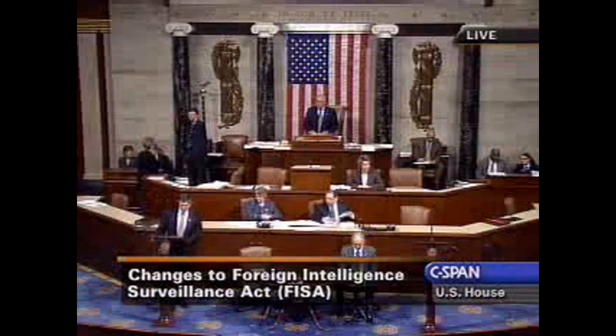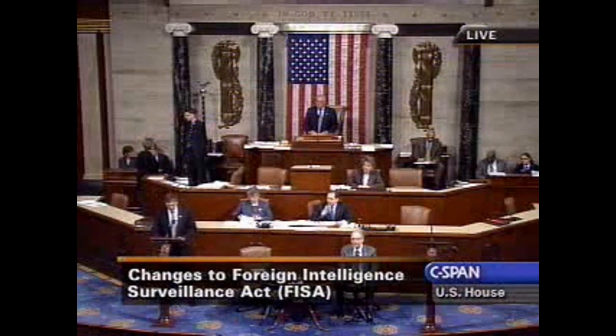FISA was originally signed into law in 1978. Section 702 is a section of Amendment 7 to FISA, which was signed into law in 2008. Included in Amendment 7 is a sunset clause that states when the amendment will expire if it isn't reauthorized. Amendment 7 has been reauthorized twice, once in 2012 and once again in 2018. It will expire on December 31st of this year if it is not reauthorized again.